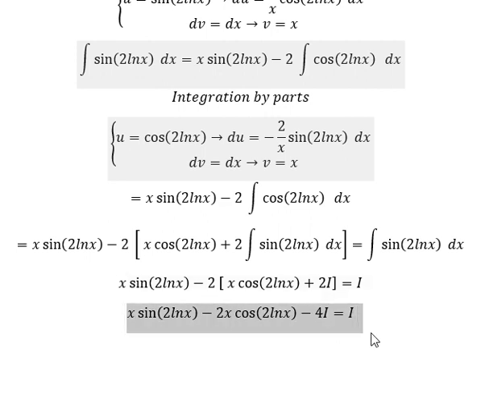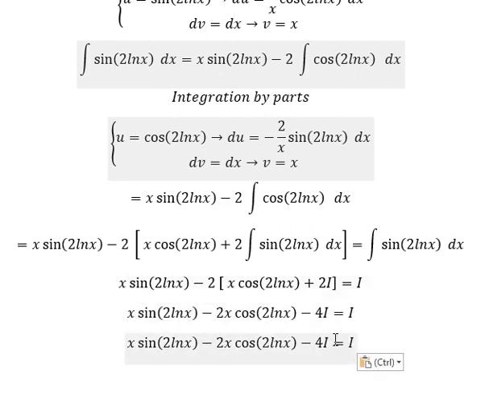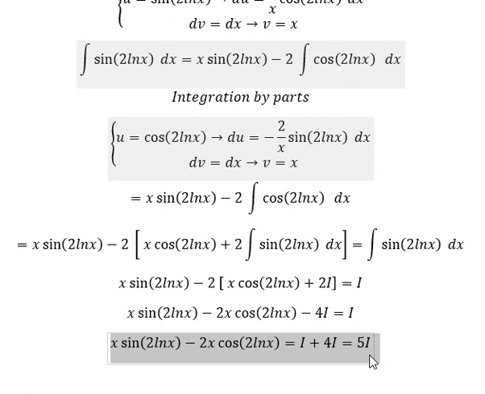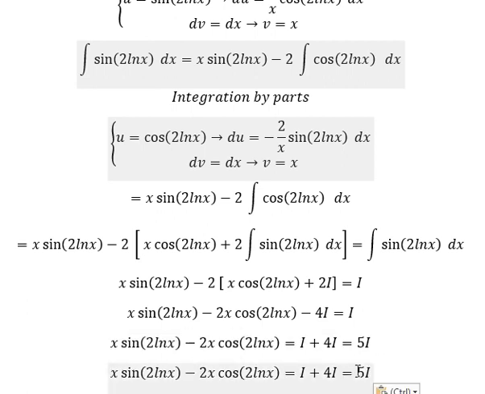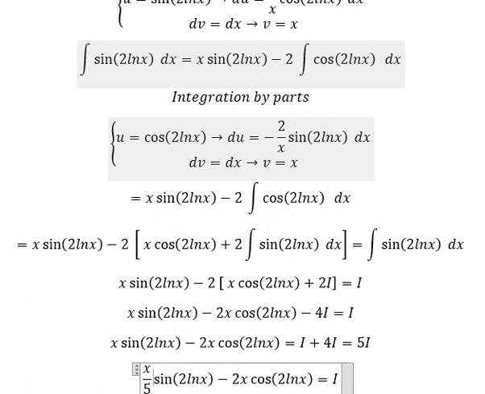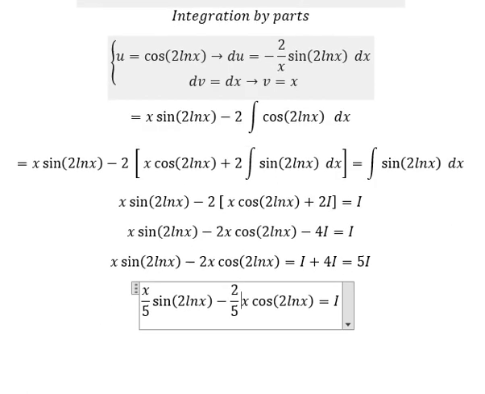Now we put negative 4I to the right, and this one we have 5I. Now we divide both sides by number 5. And this is the value of this integration, and we put C in here.